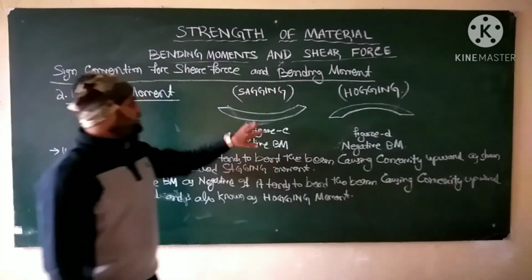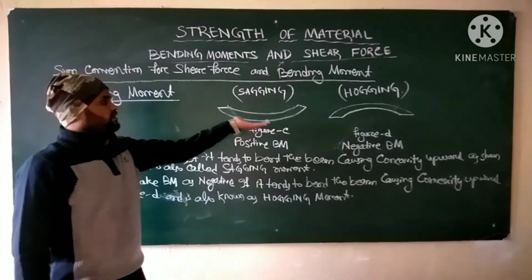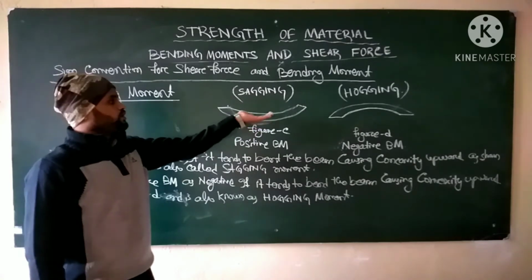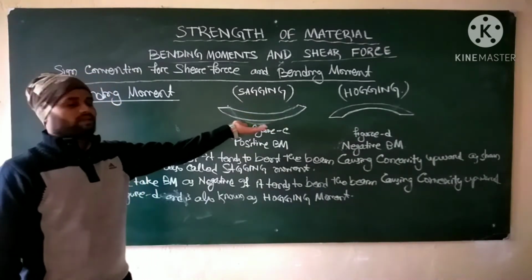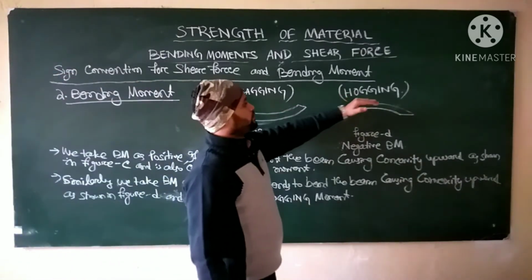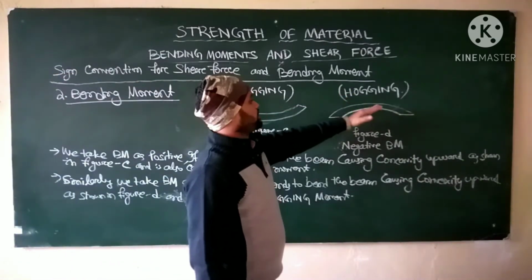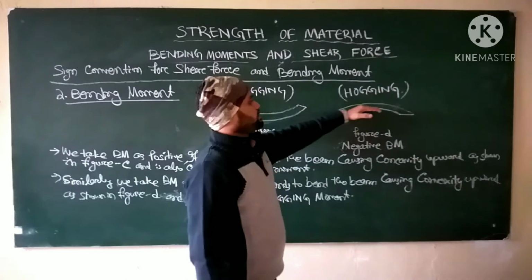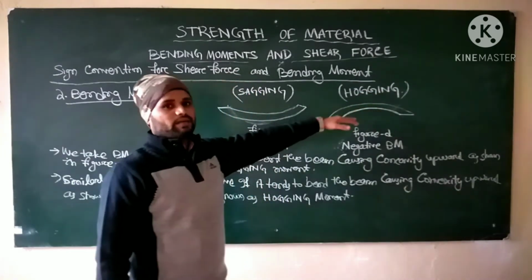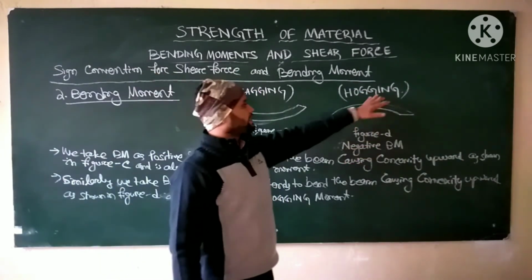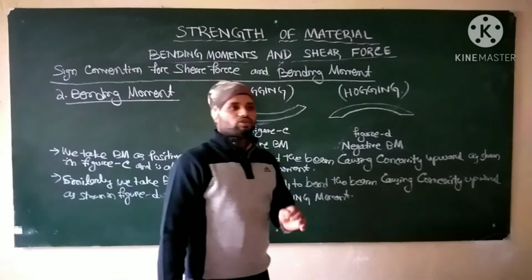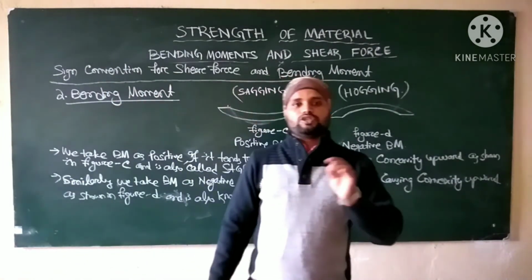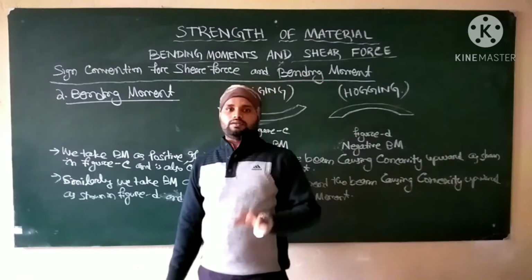That means when the beam bends upward, that means concavity upward will happen, then you can say positive bending moment or sagging moment. If the beam bends downward, that is convexity upward, then you can say negative bending moment or hogging moment. Next we will study the relation between loading, shear force and bending moment.